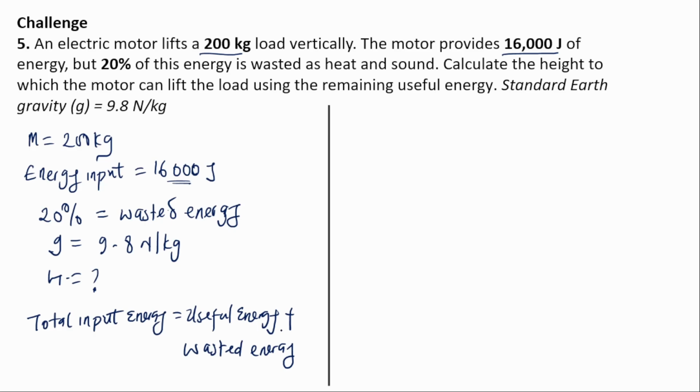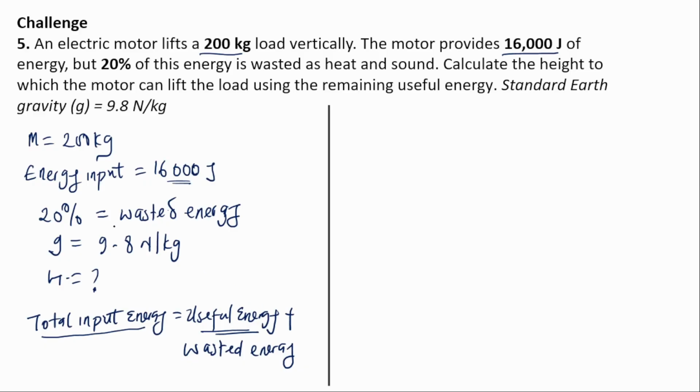Now, the energy transferred usefully is our gravitational potential energy, which is this one. So we need to use this to find the useful energy. We do not use this to solve the problem, as that is the total energy supplied or the total input energy. We need to use this to find the useful energy.